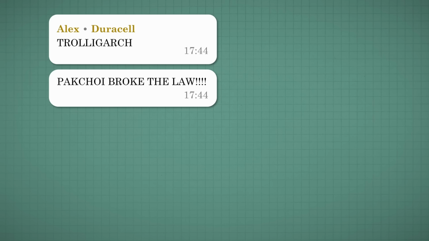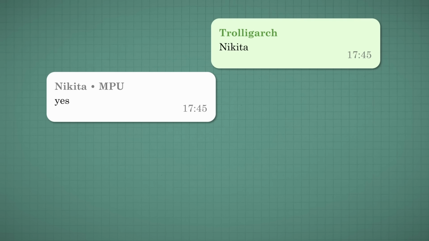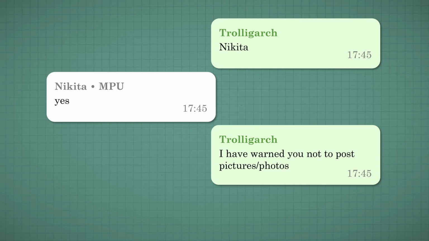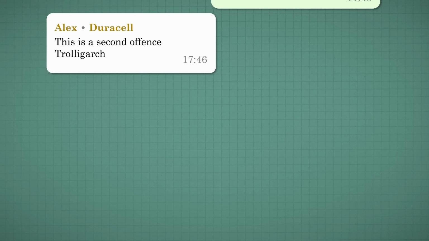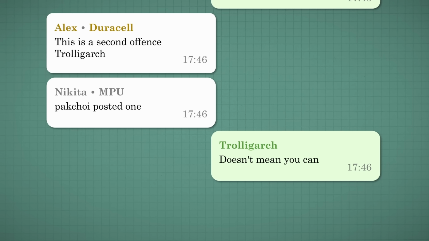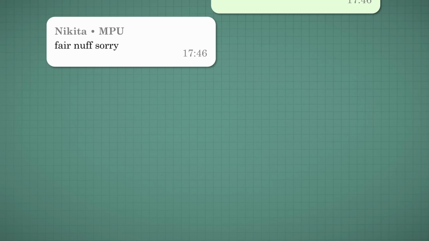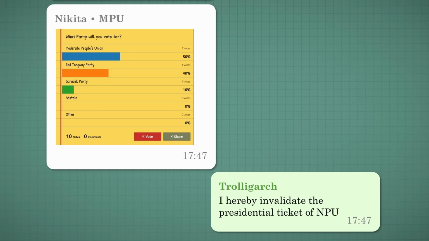Trolligarch! Pak Choi broke the law. Trolligarch! Nikita broke the law. Nikita? Yes? I have warned you not to post pictures or photos, or else your candidacy gets invalidated. This is the second offence, Trolligarch. Pak Choi posted one. That doesn't mean you can. Fair enough, sorry. I hereby invalidate the presidential ticket of the MPU.